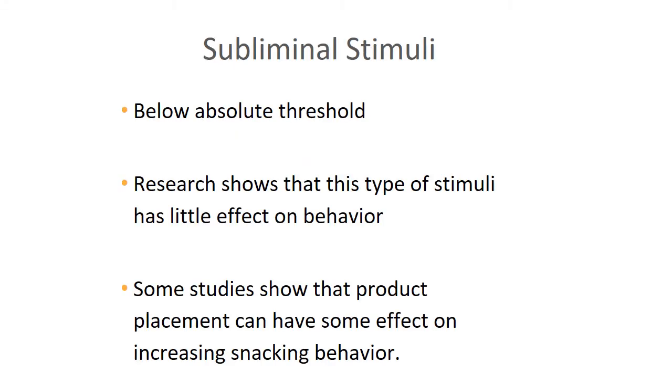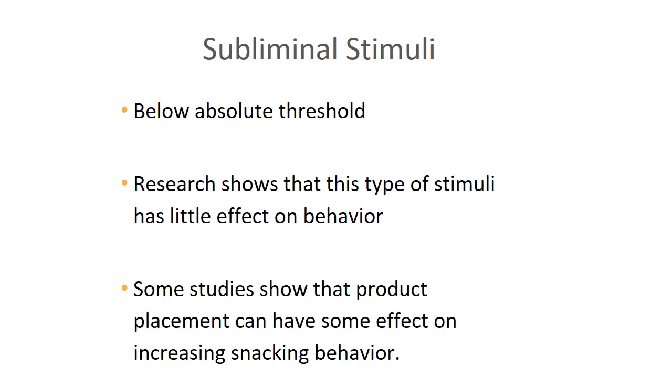Next, let's talk about subliminal stimuli. Subliminal stimuli is stimuli that occurs just below the absolute threshold. So remember, our absolute threshold is when we can detect a stimulus accurately 50% of the time. So a subliminal stimuli would be below that threshold. Research shows that this type of stimuli has little effect on behavior. There have been some studies that show that for the short term, you may be affected by subliminal stimuli.